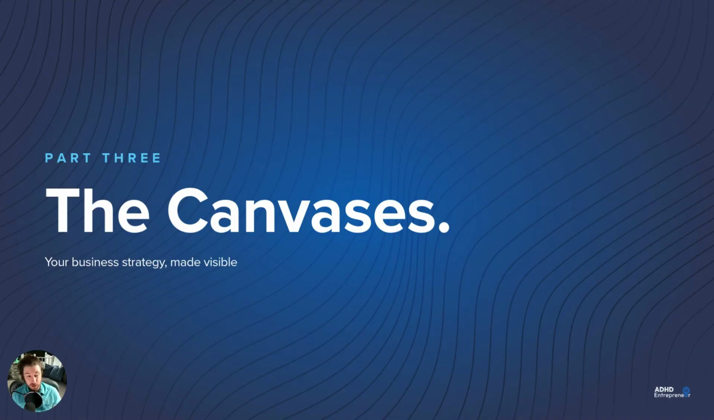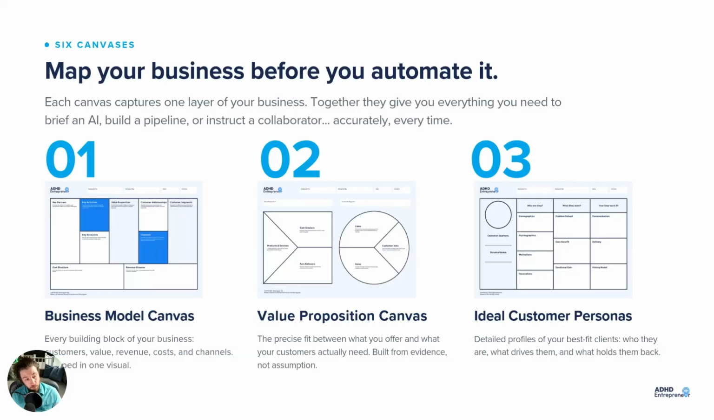Now, let's take a look at each of these canvases and what they focus on. Number 1 is the business model canvas. This is the bird's eye view of how your business model works. Number 2 is the value proposition. This is the precise fit between what you offer and what your actual customers need. Then you have the ideal customer personas for each of your customer segments. Builds a profile of who they are, what drives them, and what holds them back.